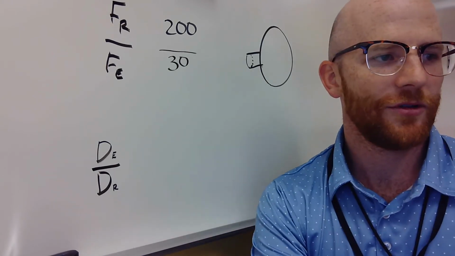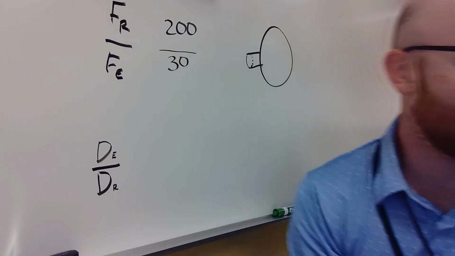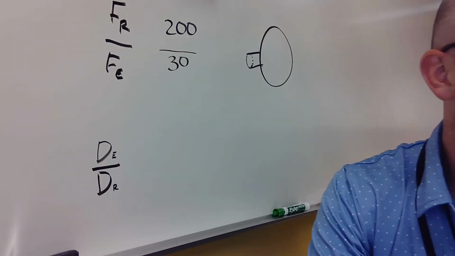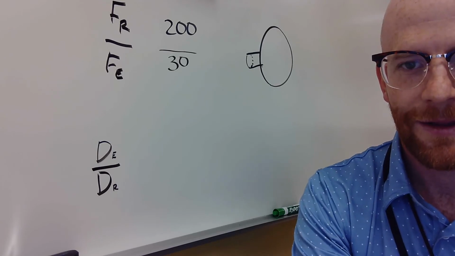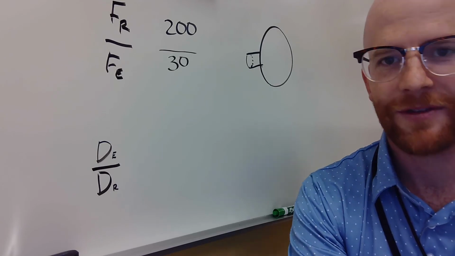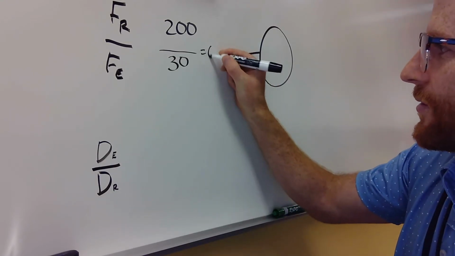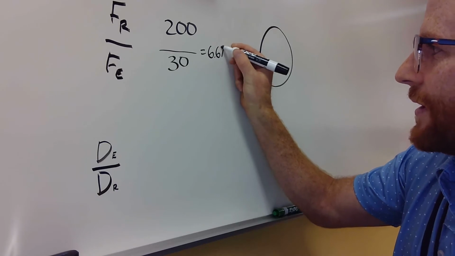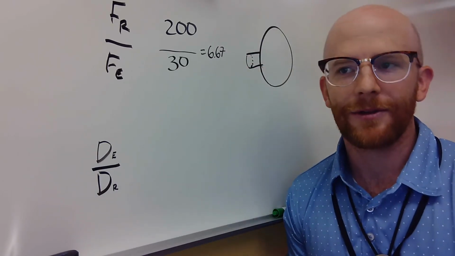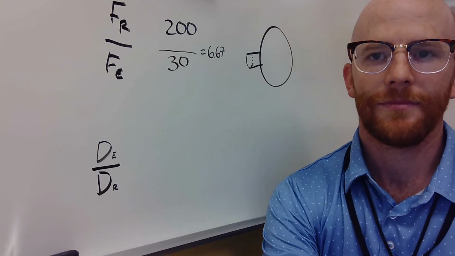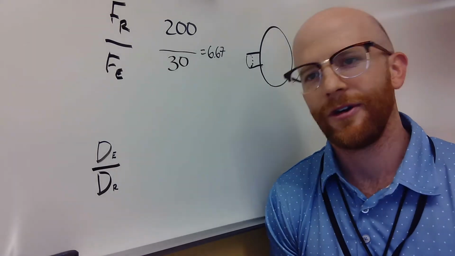What's 200 divided by 30? You should be able to do this in your head, but I'll quickly do it on the calculator. That's 6.67, and that is our actual mechanical advantage, because we're assuming that 30 pounds of force is able to just turn the wheel.